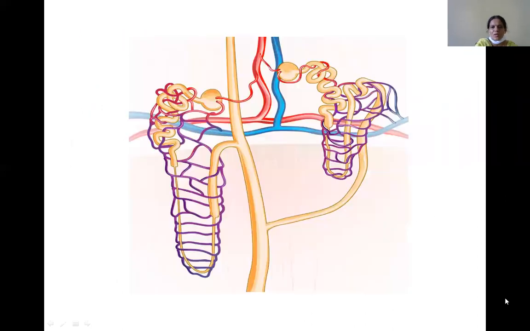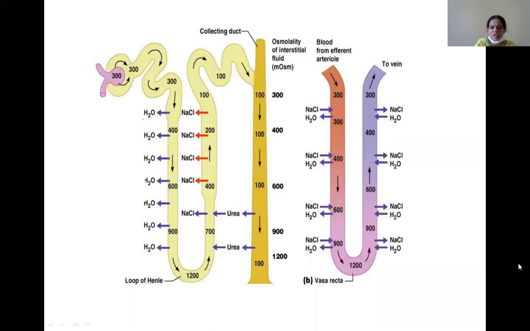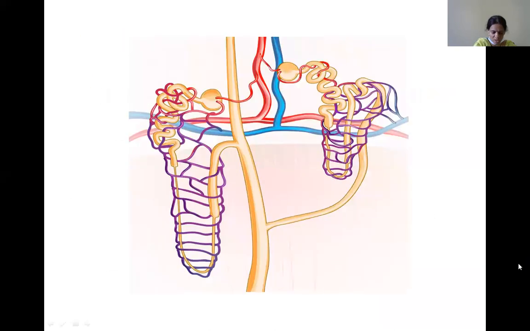So these are the major differences between the two nephrons, that is the cortical nephron as well as the juxtamedullary nephron. Where are they situated? Location is important. How much do they constitute? How is the thin limb of the loop of Henle? How is its length? What are its functions? How is the size of the glomerulus? All these you have to note down. Today we have seen all these spotters.